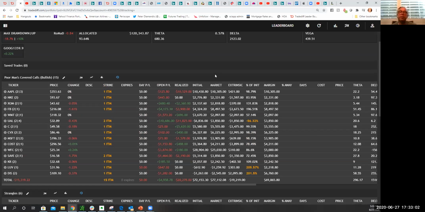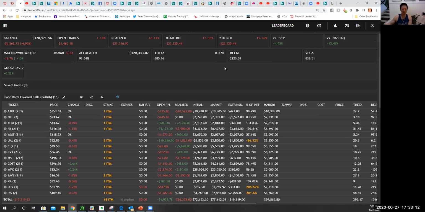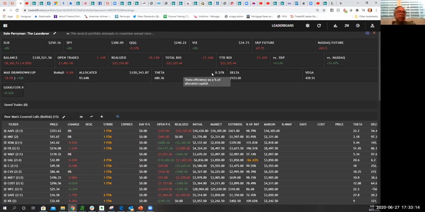There's no great way. Beta weighted deltas help, but in my opinion you have to look at like 5 different things to really get an idea of your portfolio. One of them is beta weighted deltas, and maybe just how big your groups are relative to each other. So my suggestion is another poor man's covered put somewhere in something bearish. Poor man's covered put.